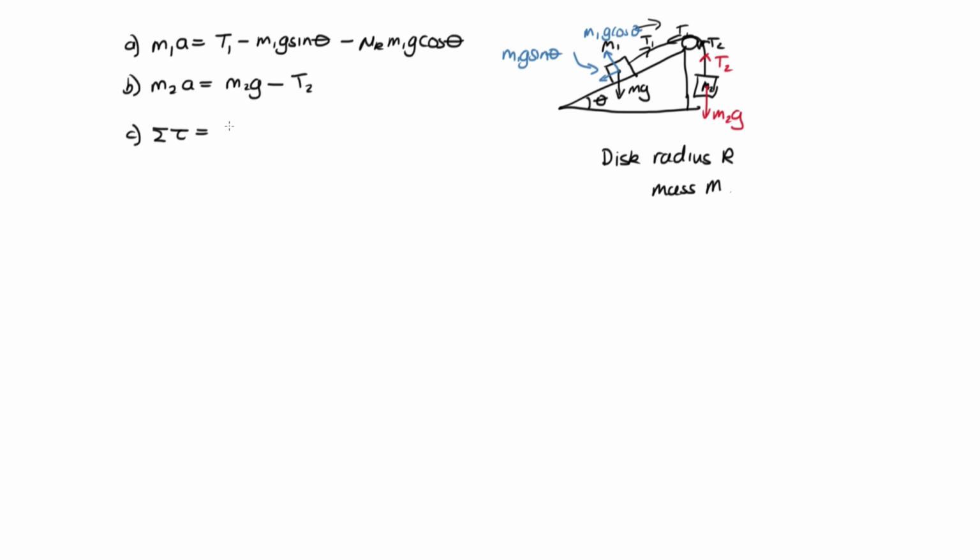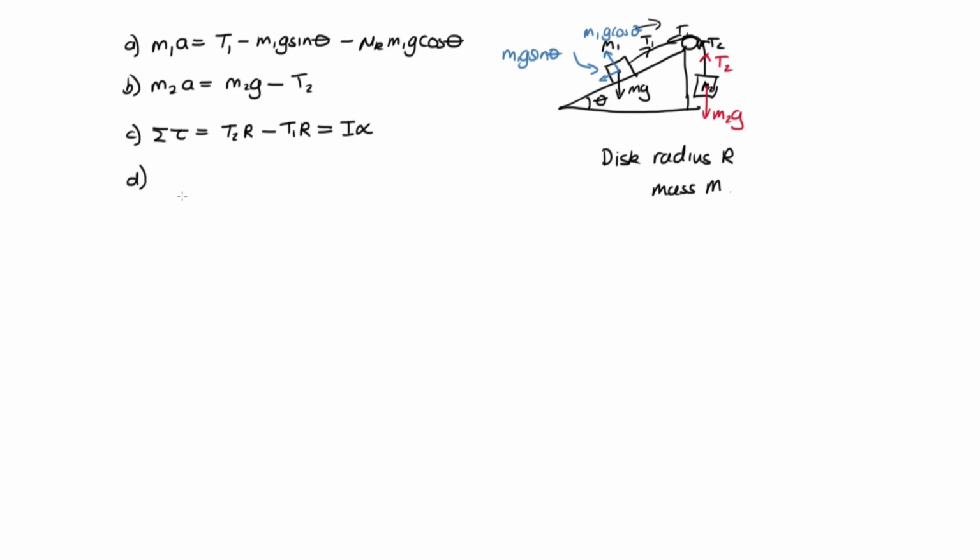So the net torque, we've got T2, which is acting at radius R, and then in the opposite direction, we've got T1, which is also acting at radius R. And we know from Newton's second law for rotation that this is going to be equal to I alpha. So we've written down an expression to describe the net torque there.